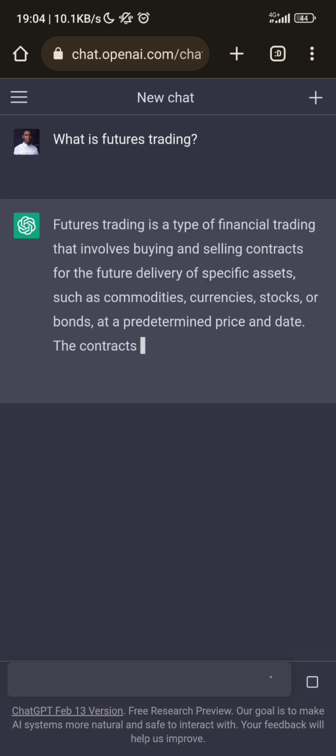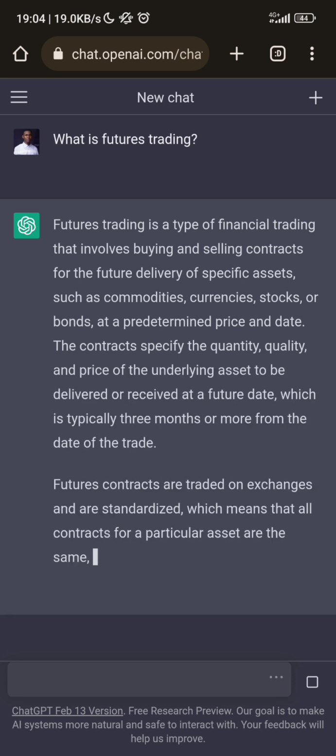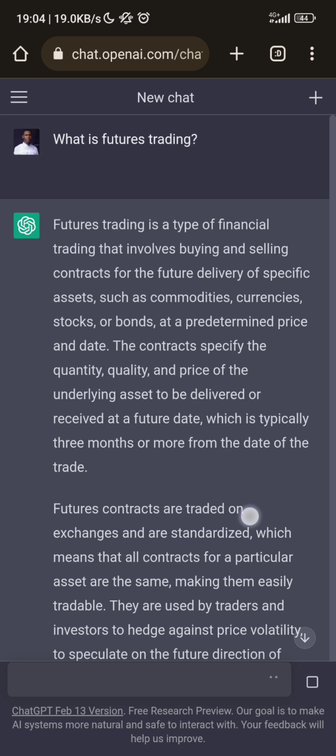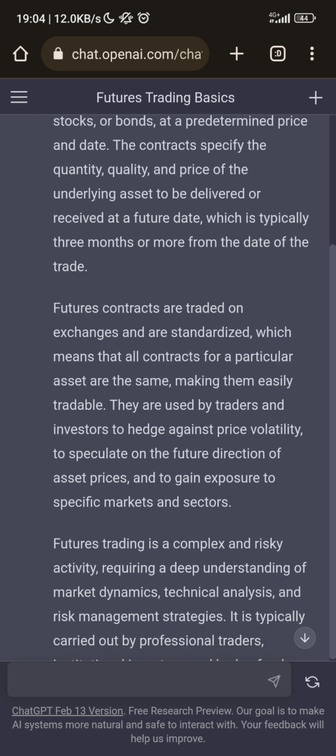So futures trading is a type of financial trading that involves buying and selling contracts for future delivery of specific assets such as commodities, currencies, stocks or bonds at a predetermined price and date. Now the contract specifies the quantity, quality and price of the underlying asset to be delivered or received at the future date, which is typically 3 months or more from the date of the trade. So this is like a contract, like you're signing an agreement. Okay, I'm buying this token at a particular time, and within this period of time, I'm going to sell it at this particular price, right? So either you're selling in profit or you're selling in loss, right?